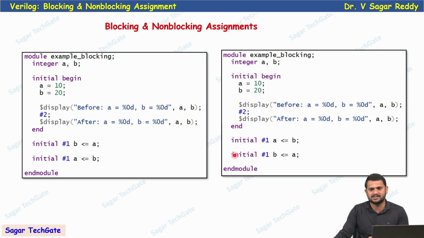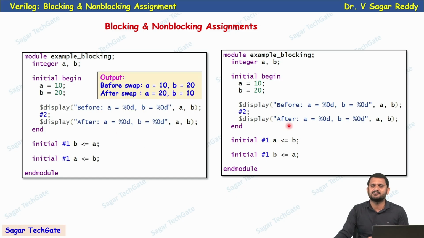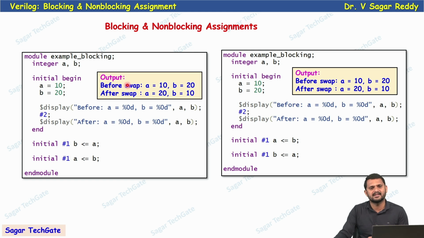I'll write after this initial block. Here B less than or equal to A first, and A less than or equal to B later. Here A less than or equal to B first and B less than or equal to A. Same, everything is same, right? If I display the output for both cases, we'll get the same output.